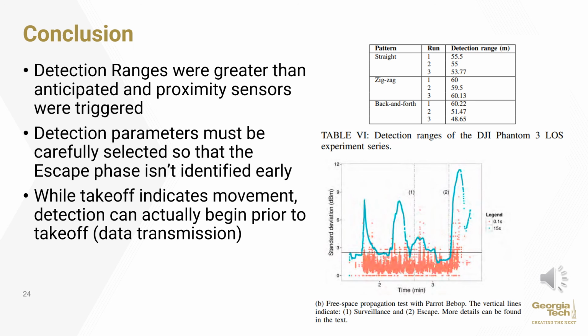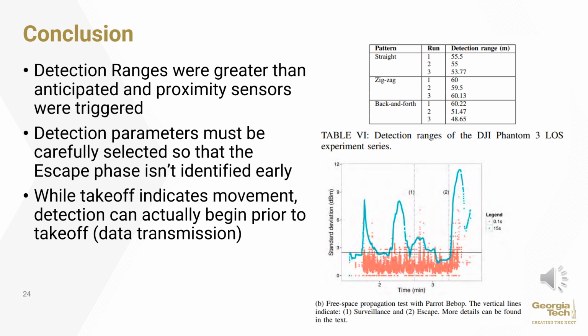Additionally, detection parameters must be carefully selected so the escape phase isn't identified early. So as we discussed in a couple of previous slides, if we have those higher WLs, then sometimes the escape is triggered early, whereas if we have the lower WL, it does a better job of actually identifying the surveillance and escape phases.